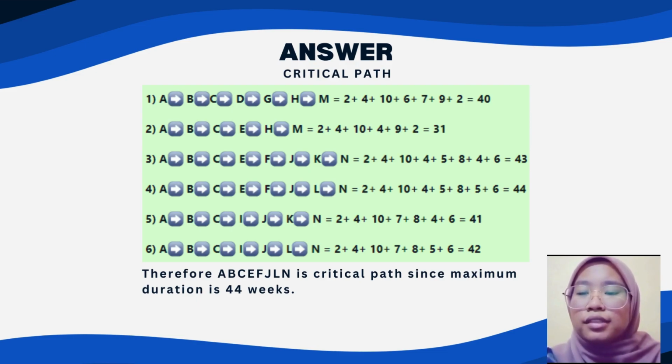So, we can see here that activity network number 4, which is the activity A, B, C, E, F, J, L, N, is the critical path since the maximum duration is 44 weeks.